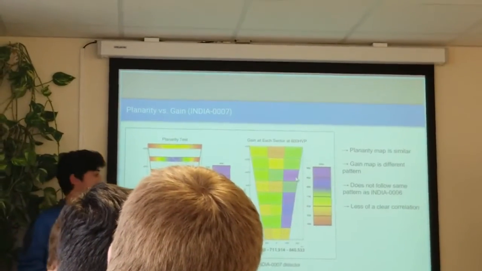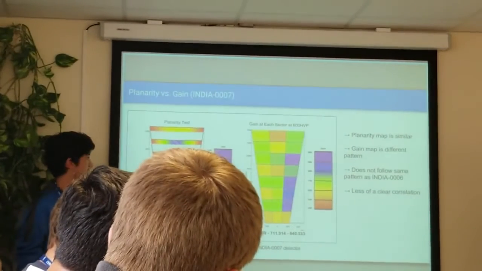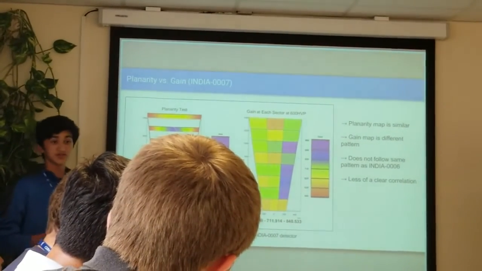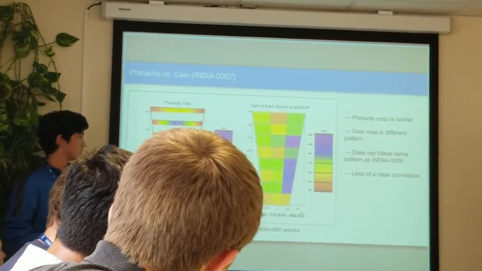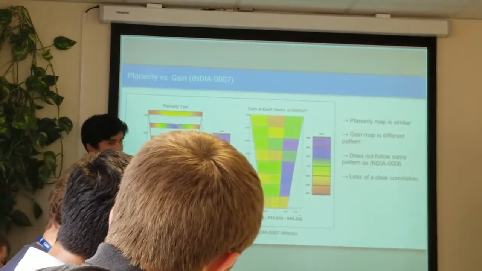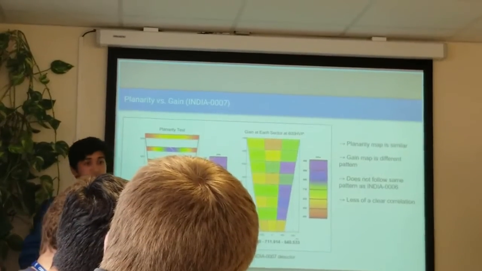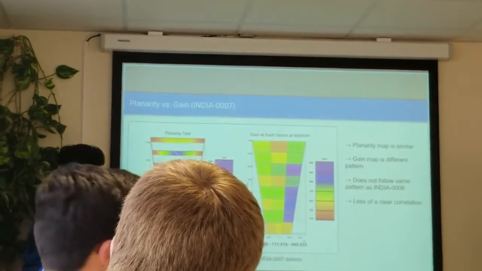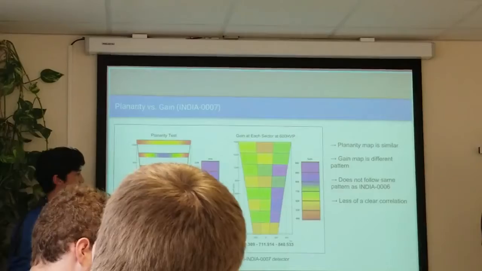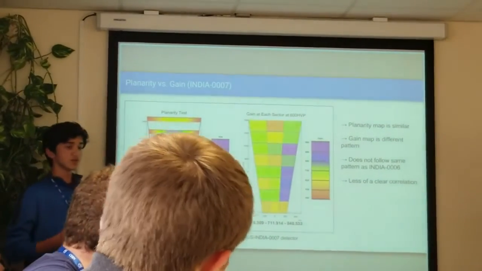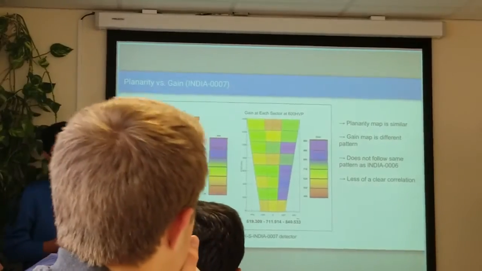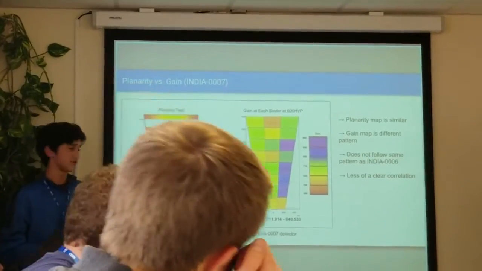We ran this test on another detector, India 007. The planarity graph follows the same kind of shape, with rising towards the middle and going lower towards the outside. But the unique thing here is that the gain graph does not follow the same pattern. It is very high on the right side, but it doesn't get noticeably lower on the middle compared to the left. So in this case, there's no clear correlation that we can find, and it does not follow the same pattern as before.